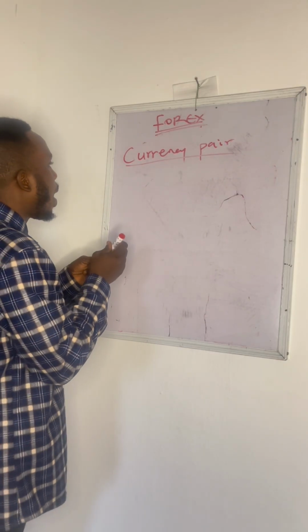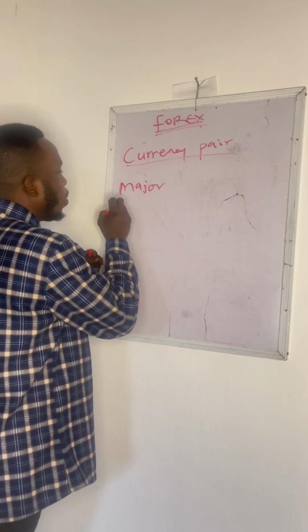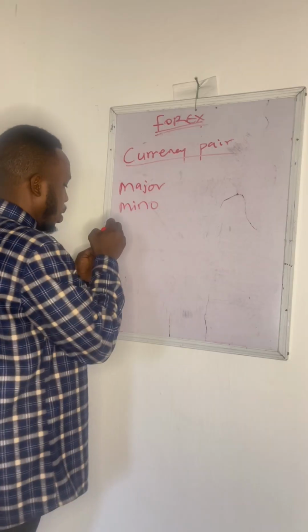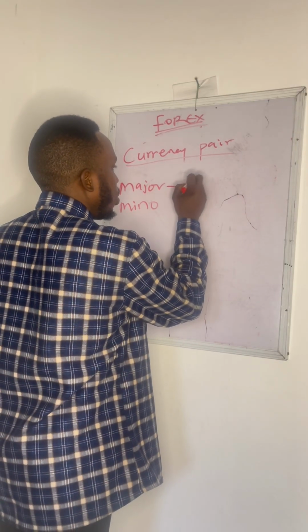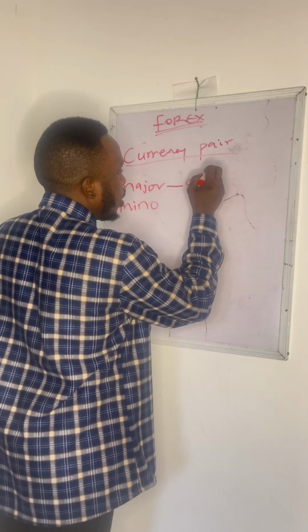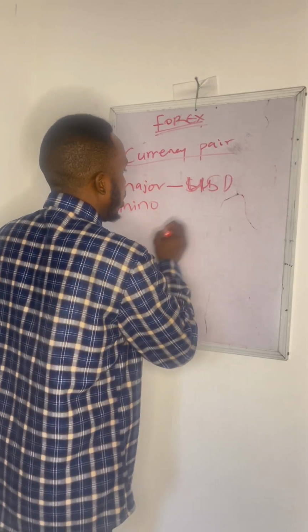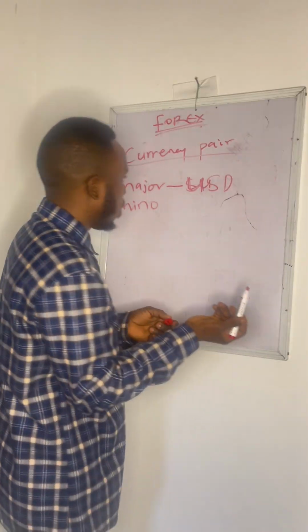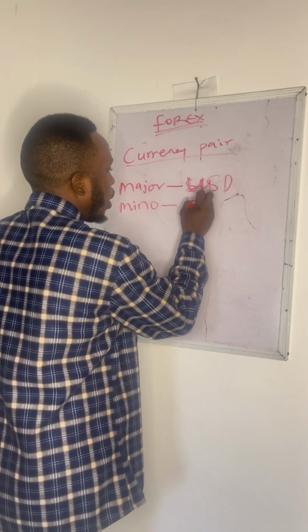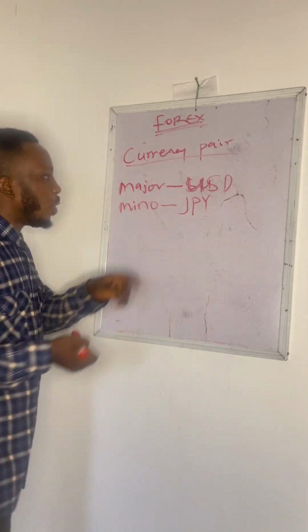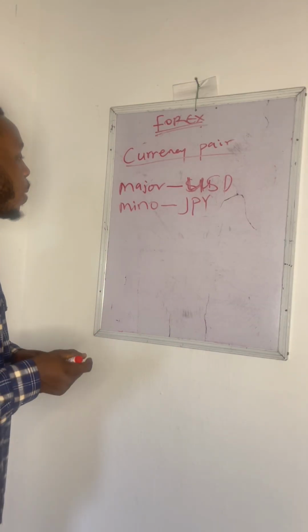For example, we have the major and we have the minor. When you're talking about the major countries, we are talking about USD. When we are talking about the minors, we're talking about the Japanese yen, JPY, and the rest of them. So let's take for example, we are bringing these two different pairs into a particular market.